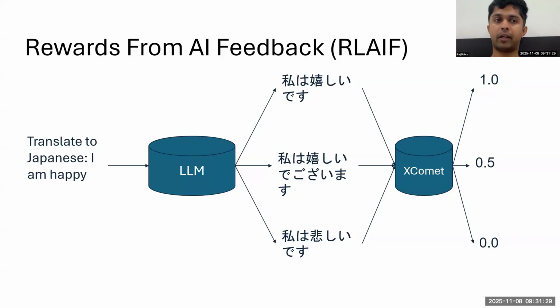Now, what about AI feedback? We'll take the case of machine translation, where you want to translate to Japanese the sentence, I am happy. So the correct translation of this is watashi wa ureshi desu, and you would give it to a model, which, let's say, gives you how good this translation is. XComet is one such example of a model, and watashi wa ureshi desu, because it's an ideal translation, you give it a score of 1.0.